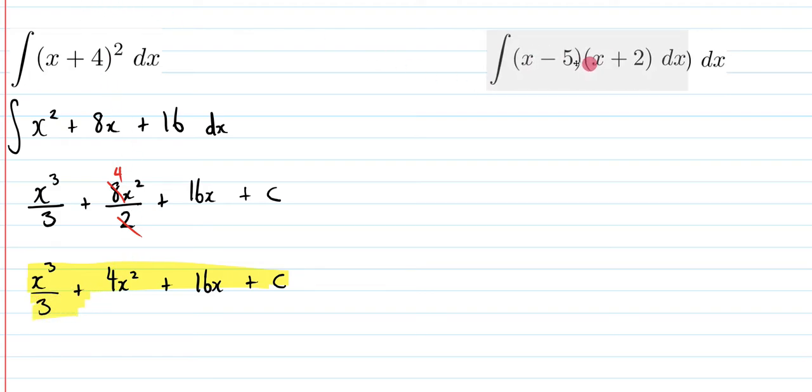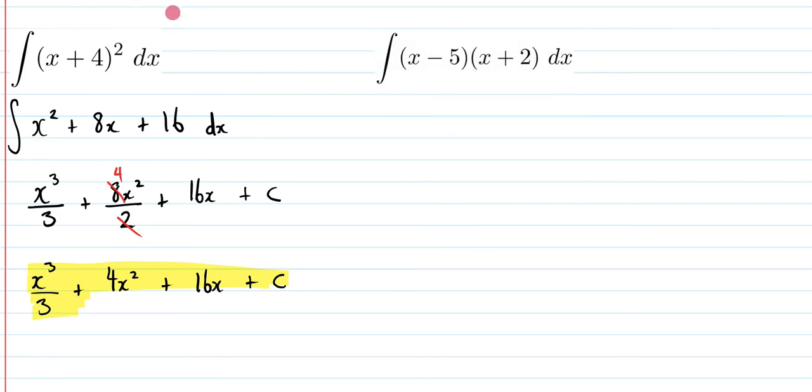Let's now move on over here and let's go again. So again, you should be able to do this yourself. We're first going to expand this out. So I'm going to actually keep this anti-differentiation sign there. So it's going to be x squared. Then it's going to be plus 2x minus 5x. And then it's going to be minus 10. Then that's dx on the end there.